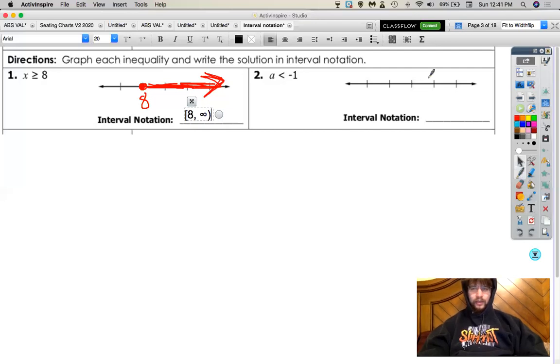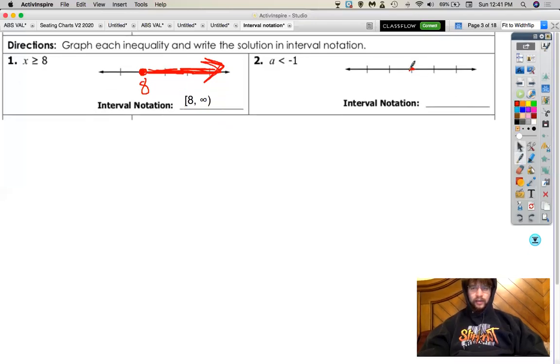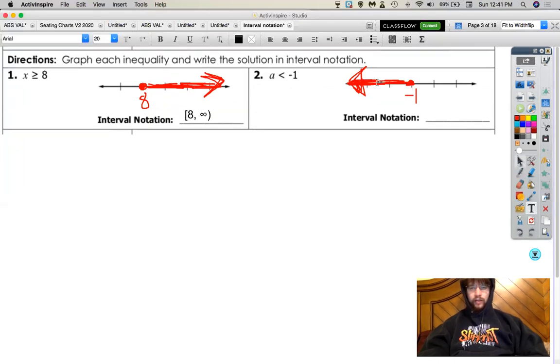Look at the next one. Let's stick a -1 right here. Does it matter? No. There's no numbers. You can put it wherever you want. Now let's read it. It says a is less than -1. So -1 is the biggest thing I should have, because a is smaller than it. So I'm going to go less than, left. And I got a nice little arrow that goes on forever, whatever.